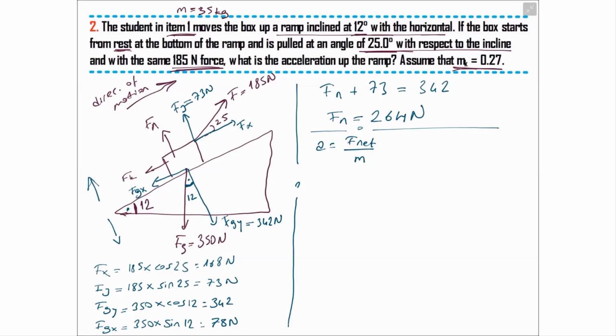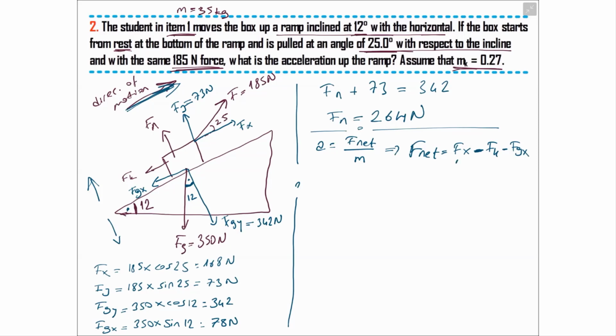And then we have to do the calculation for acceleration, and acceleration equals F net over mass. Mass is given, so we have to calculate F net. And what is the F net here? The system is moving in this direction, as I told you before. So Fx minus, what are the forces in the opposite direction? Fk and Fgx.